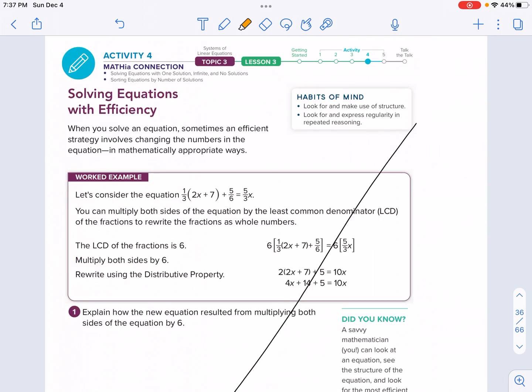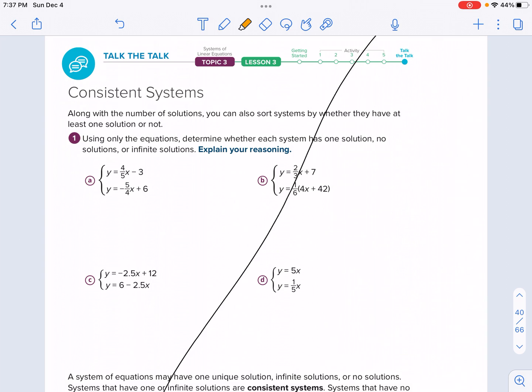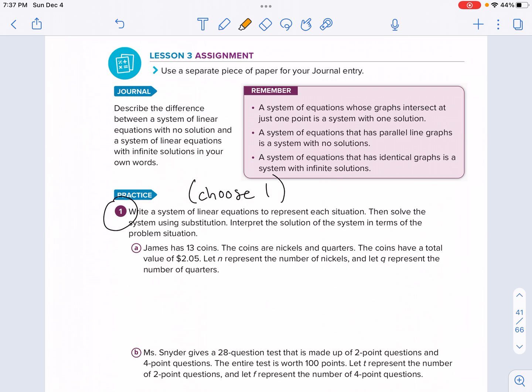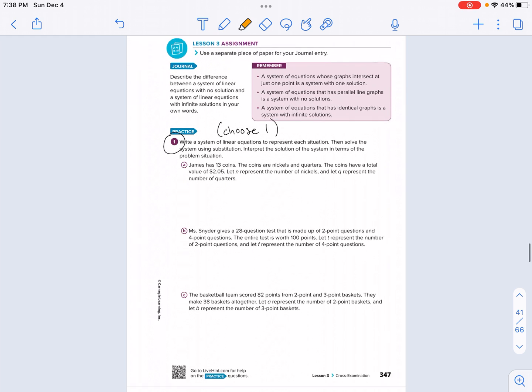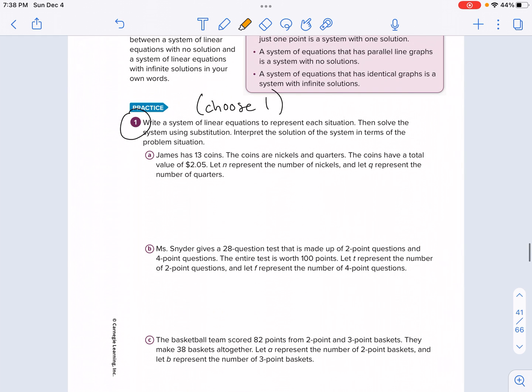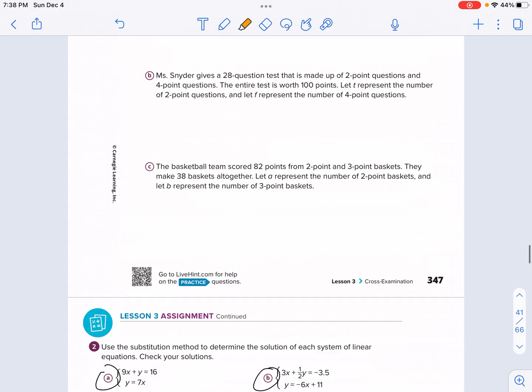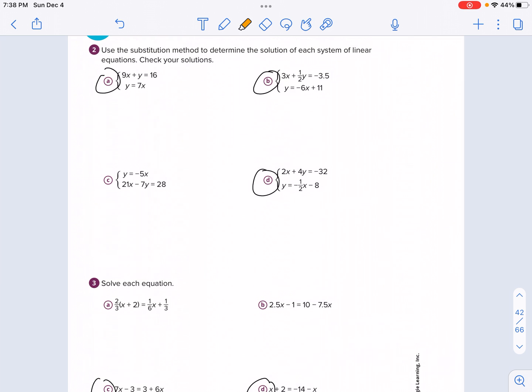So we're skipping activity 4, activity 5, talk to talk. Okay, your assignment. You don't have to do all these problems. On page 347, you have to choose one on number 1. So choose number 1, A, B, or C. You choose which one. Okay. On the back side, number 2, I want you to do A, B, and D.